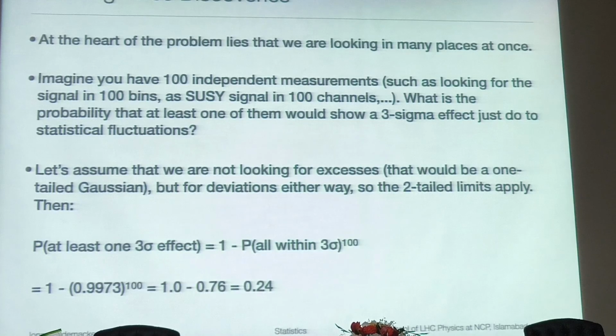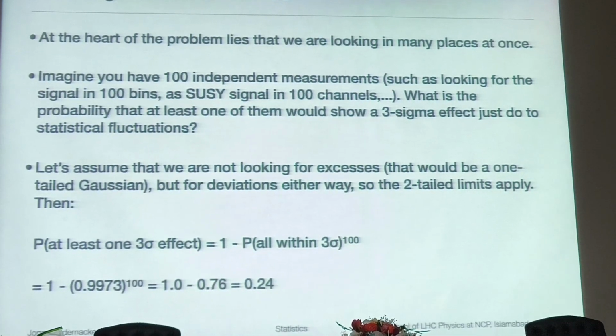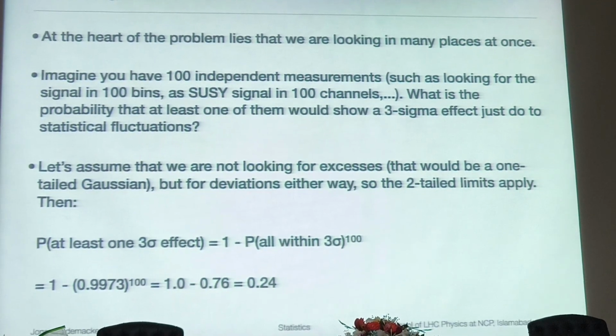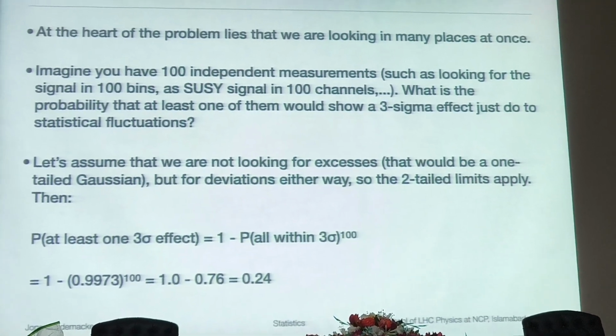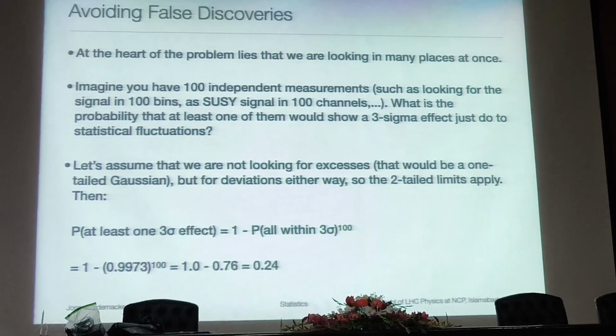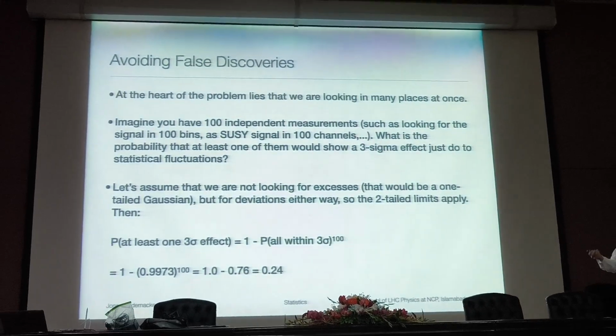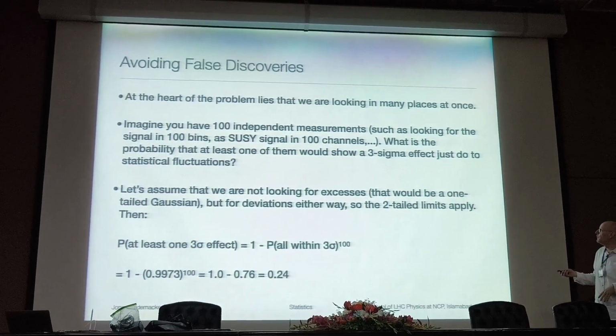But the more often you roll the die, the more likely you get a specific result, right? The more often you do an experiment or look at something, the more likely you are to get a 3 sigma or 4 sigma effect. It's really important.